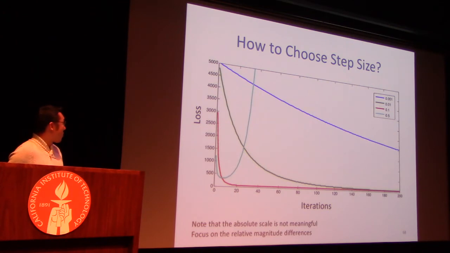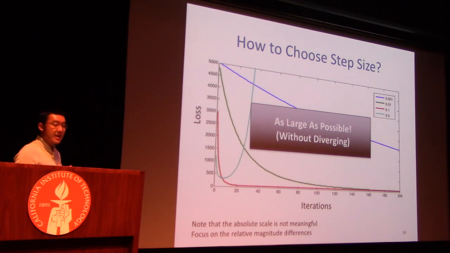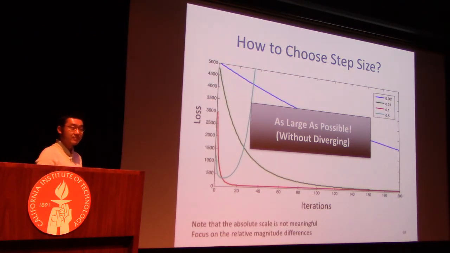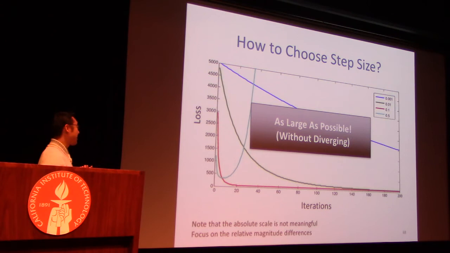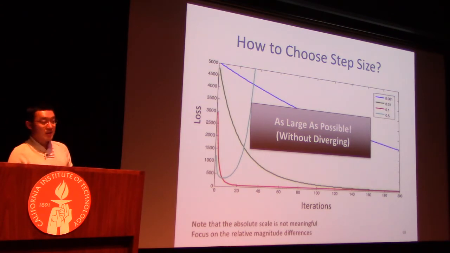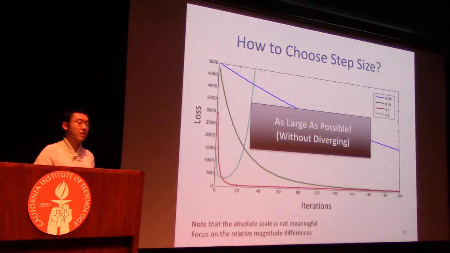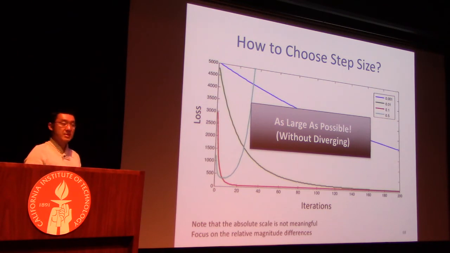And so what I hope you can take away from this is that you want the step size to be as large as possible without diverging, right? In practice, knowing what the step size limit is that will cause you to diverge is a little bit of an art, a little bit of trial and error. But this is the concept behind it.